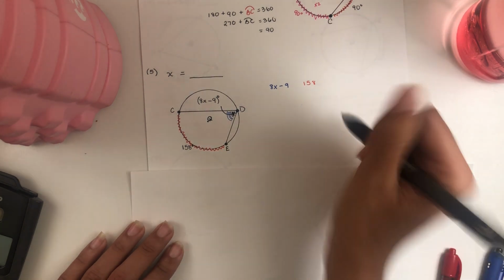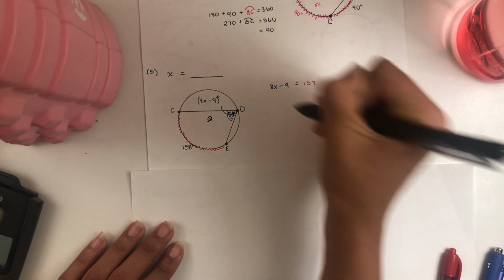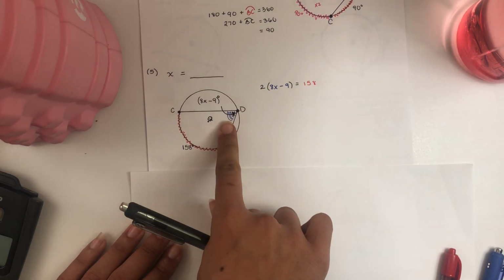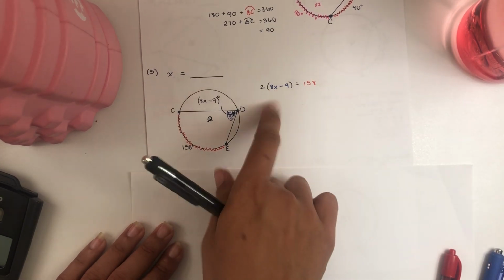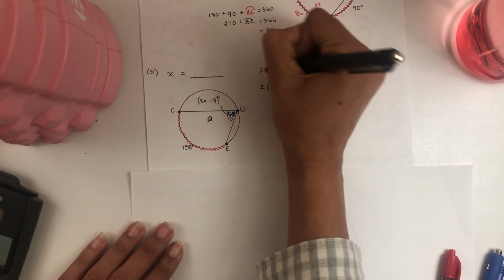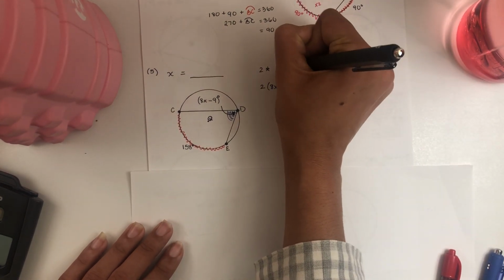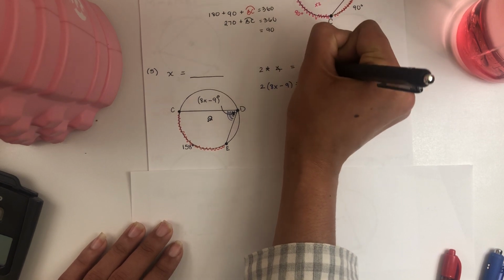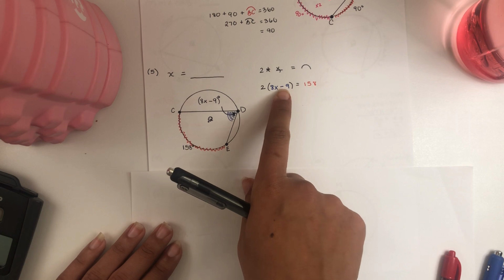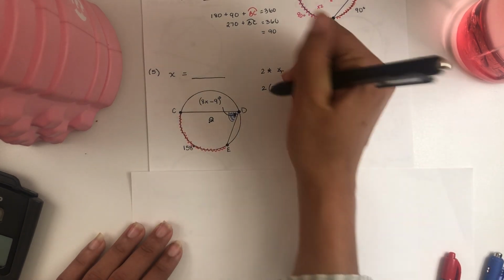So if I want to set these equal to each other, I have to take this inside angle. You take your angle and you multiply it by 2. Angle times 2. So we can even do a formula above it. So 2 times your angle gives you your arc. So 2 times whatever the angle was gives you the arc.